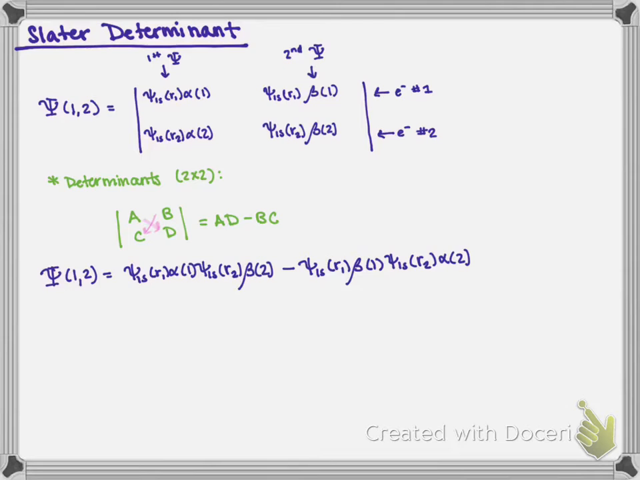So we have a linear combination of two possibilities, both of which are products of two complete wave functions, including the spin function. Now we could prove, if we wanted to, that if we exchanged electron 2 and electron 1 in our determinant and resolved for psi(2,1), we would see that psi(2,1) is equal to negative psi(1,2), which obeys the Pauli exclusion principle.